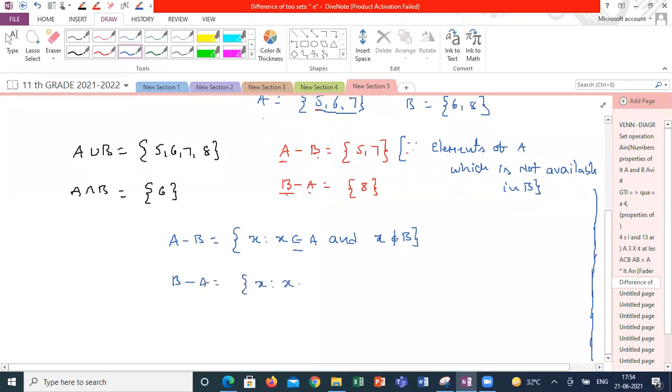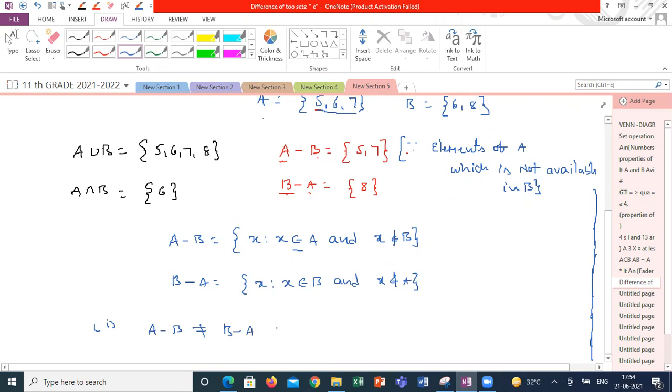X such that X belongs to B and X does not belong to A. So clearly I can say the difference of two sets is not commutative. A minus B is not equal to B minus A. Does everyone agree with me?